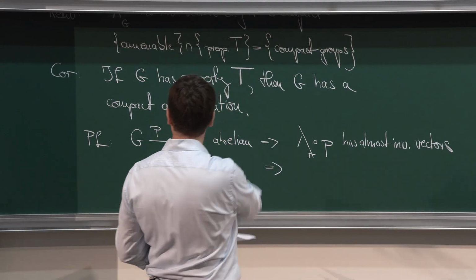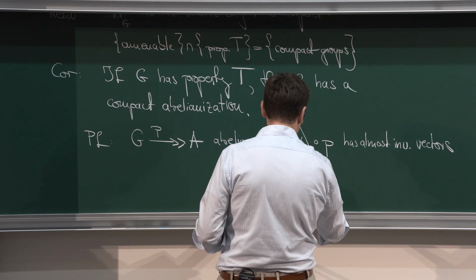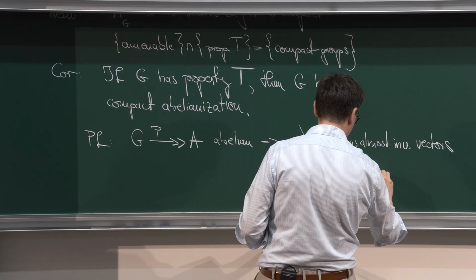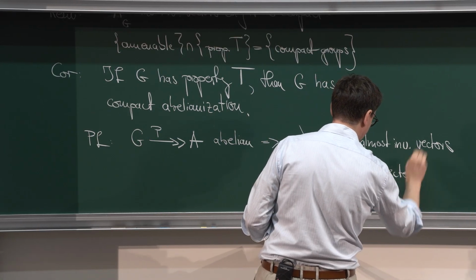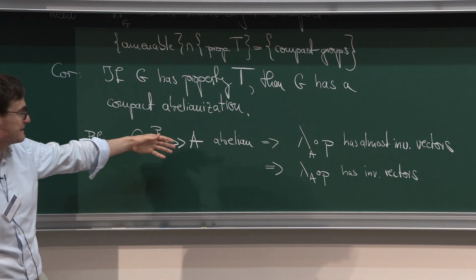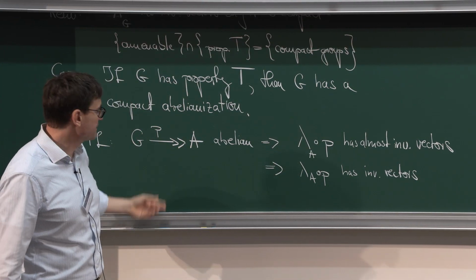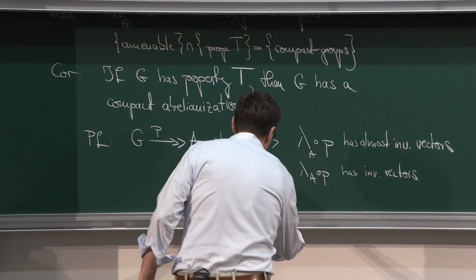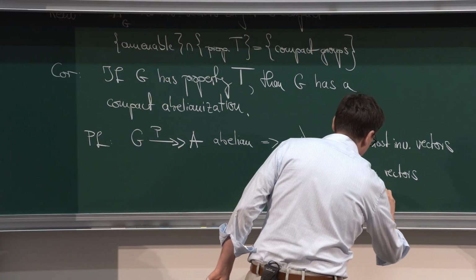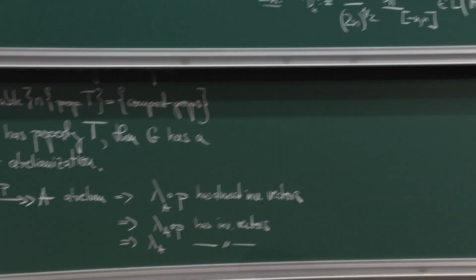And since it's a representation of G, it has invariant vectors by property T. Invariant under G, but this is a surjective map, so it has to be invariant. The original one, the lambda A, has to be invariant under all group elements in A, because this is surjective. And again, this means that this group A is a compact group, or finite group in the discrete case.